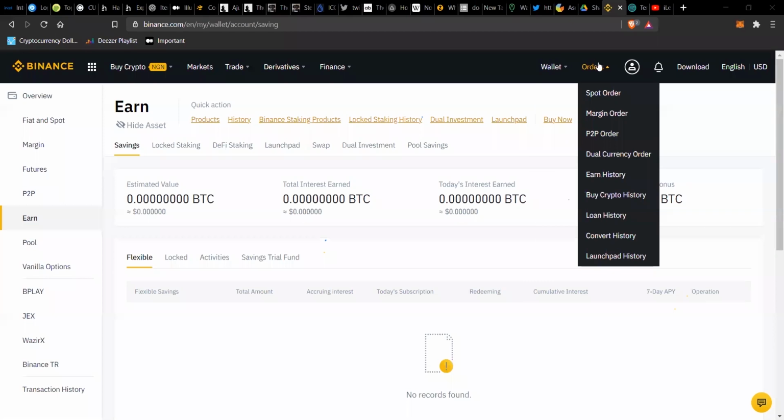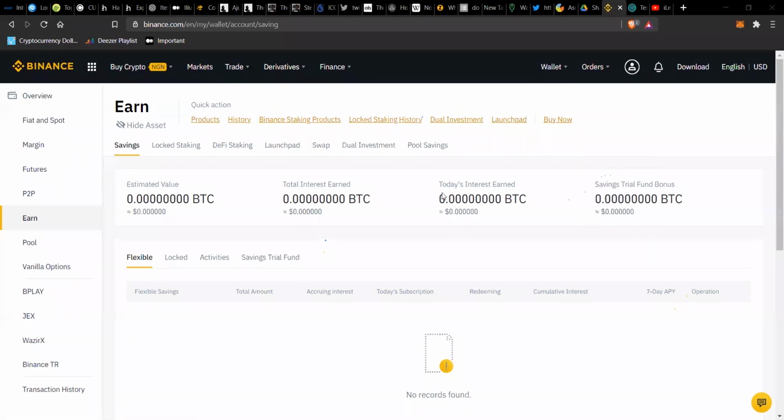Wallet, I can check my orders. Now, my spot orders are orders I have created in my spot trade. Margin orders are orders I've created in my margin trading. Peer-to-peer orders are orders I've created during my peer-to-peer trading. So now let me start from spot trading.